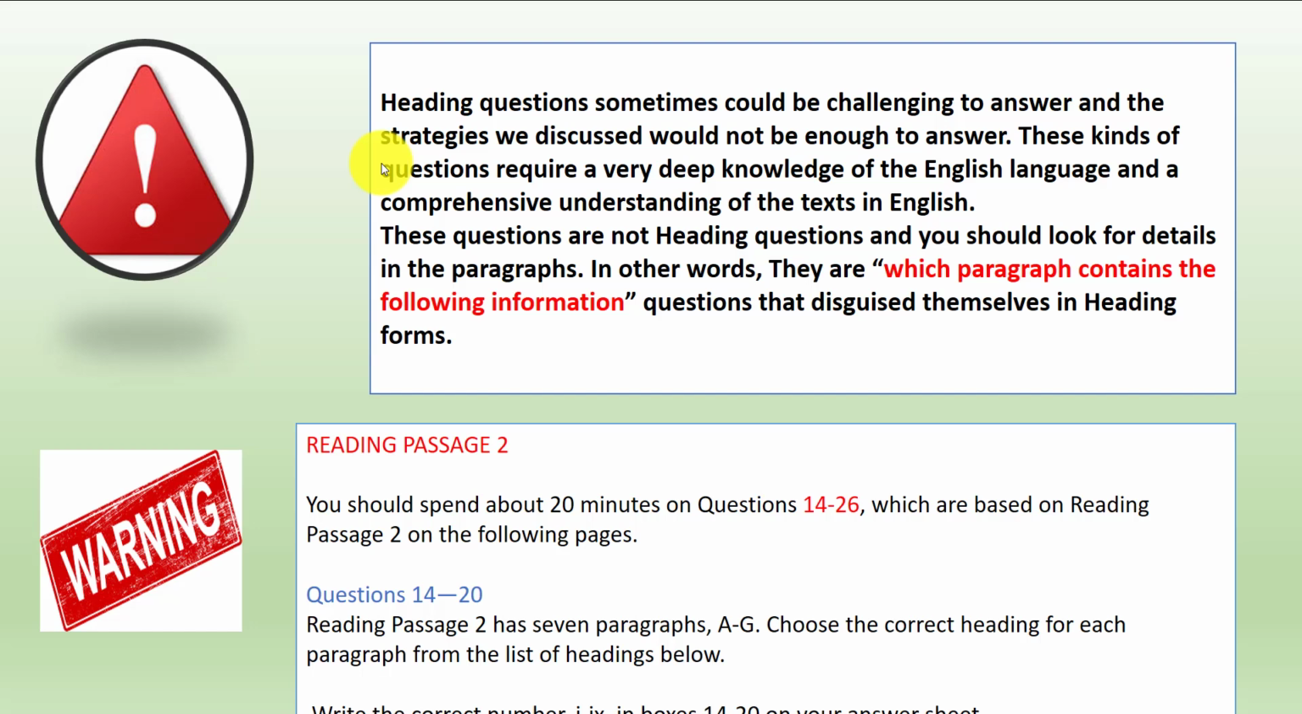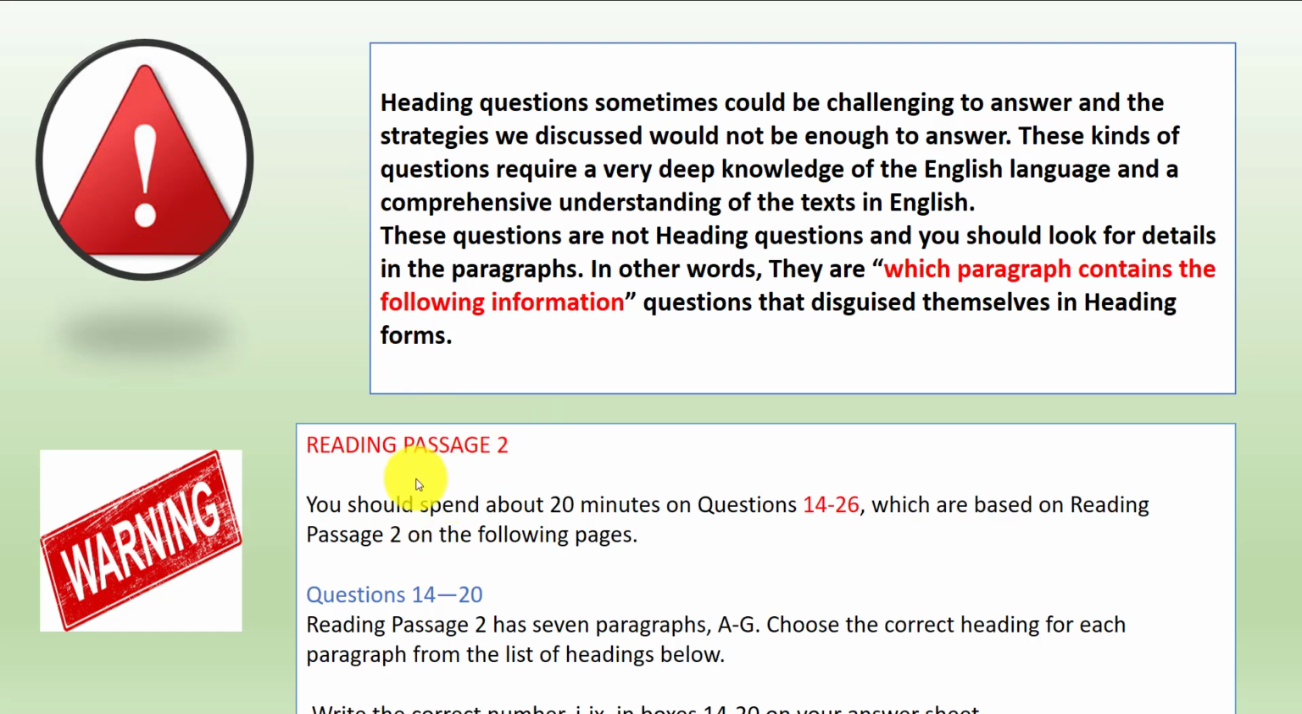Some questions completely depend on some keywords, and without recognizing them, that would be a real challenge to answer the questions correctly. These kinds of questions require a very deep knowledge of the English language and a comprehensive understanding of the text in English. These questions are not hidden questions, and you should look for details in the paragraphs. In other words, they are "which paragraph contains the following information" questions that disguise themselves as hidden questions. In other words, these questions are very similar to locating information questions.